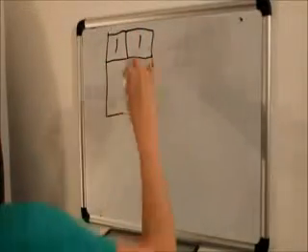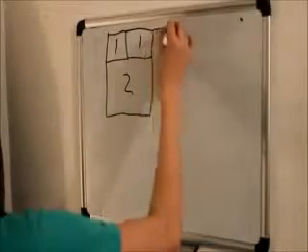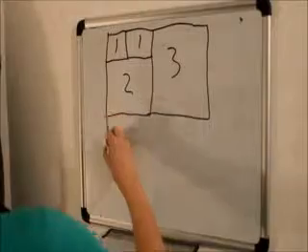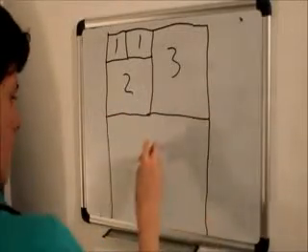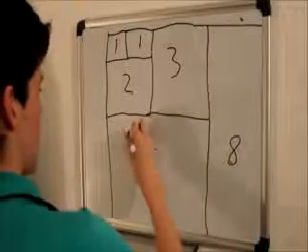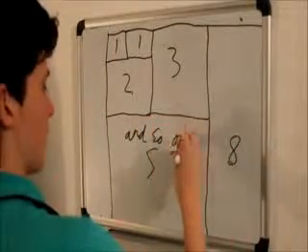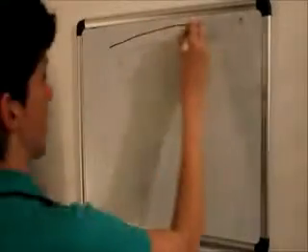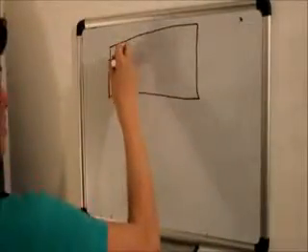So you start off with a 1 by 1 square, and another 1 by 1 square, and then a 2 by 2 square, which makes a rectangle, and a 3 by 3 square, which makes a rectangle too, and a 5 by 5 square, which makes a rectangle, and an 8 by 8 square, and so on. So you can tell that there's a pattern somewhere.